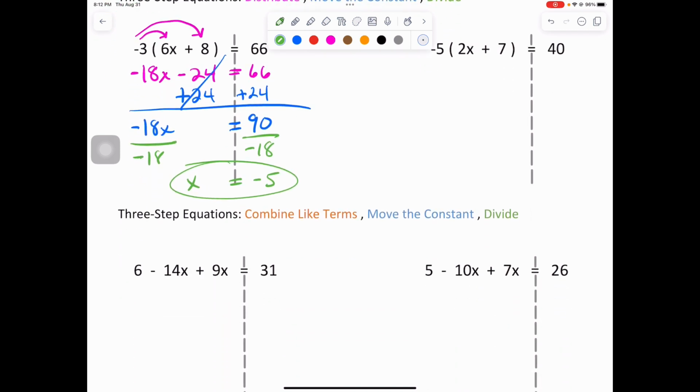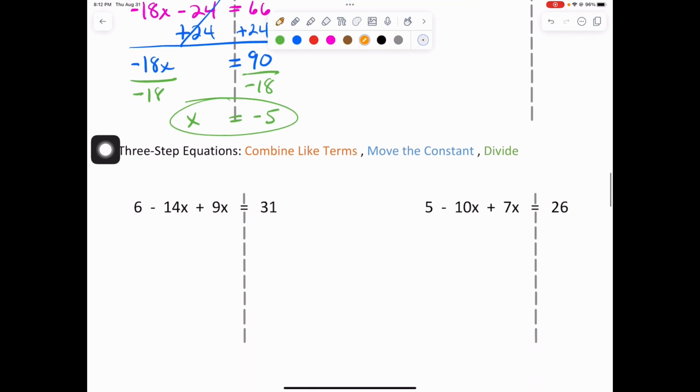Moving forward to the next three-step equation, we will combine like terms, move the constant, and divide. Okay, so let's take a look. Again, we have two sides of the river. We have 6 minus 14x plus 9x on the left side of the river equals 31. So this 31's by itself. There's nothing to combine.